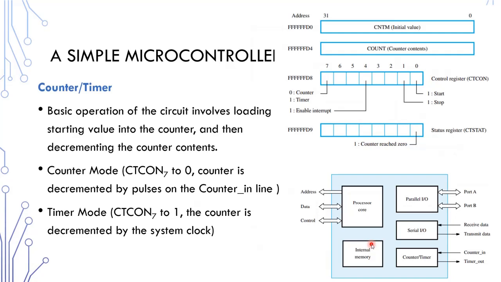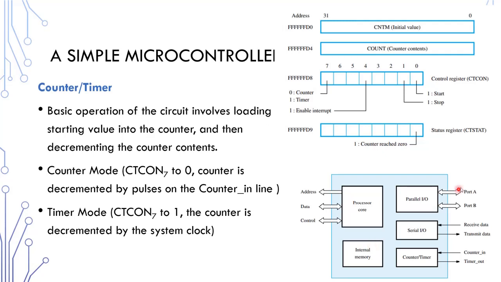Now let's see the counter or timer of a simple microcontroller. A 32-bit countdown circuit is provided for use as either a counter or a timer. The basic operation of the circuit involves loading a starting value into the counter and then decrementing the counter contents using either an internal system clock or an external clock signal. The circuit can be programmed to raise an interrupt when the counter contents reach 0.